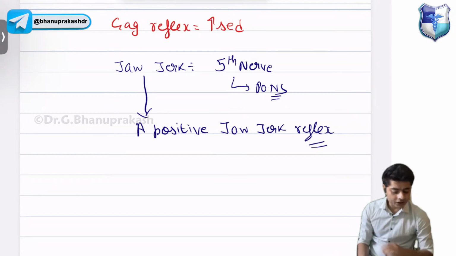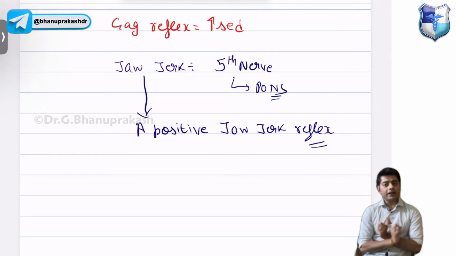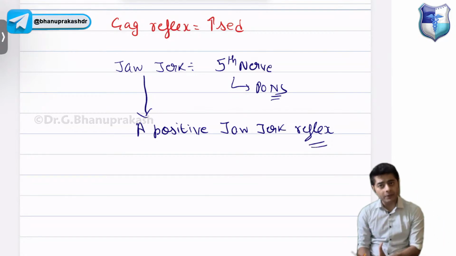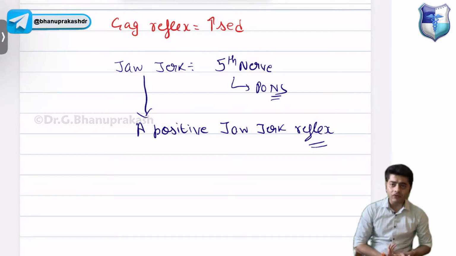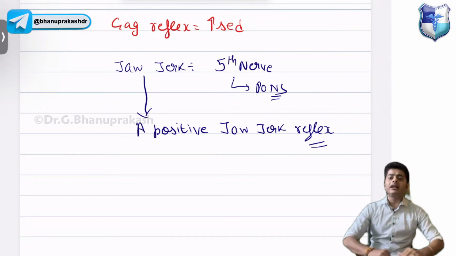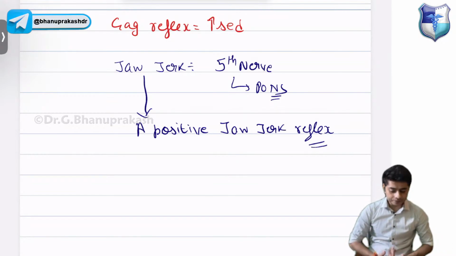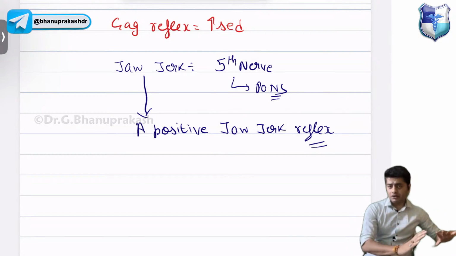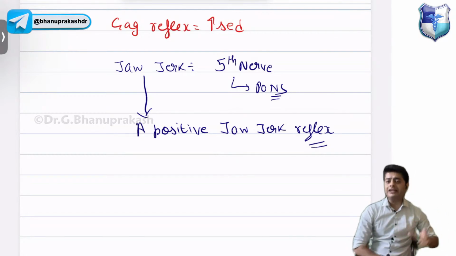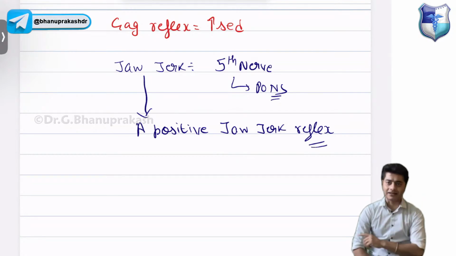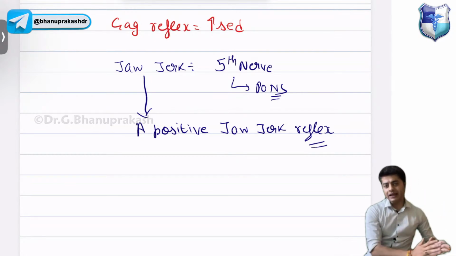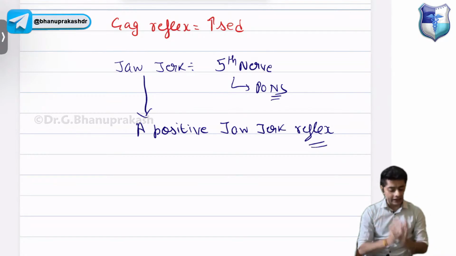ठीक है एवरीवन? So दोनों रिफ्लेक्स समझ में आ गई? Gag reflex, jaw jerk reflex, they both will be increased in pseudobulbar palsy because it is a UMN type of lesion, and in UMN all the reflexes are increased. Normally jaw jerk is absent, but in pseudobulbar palsy jaw jerk will be present. Gag reflex is present normally also, but in bulbar palsy it will be absent, and in pseudobulbar palsy it will be increased.